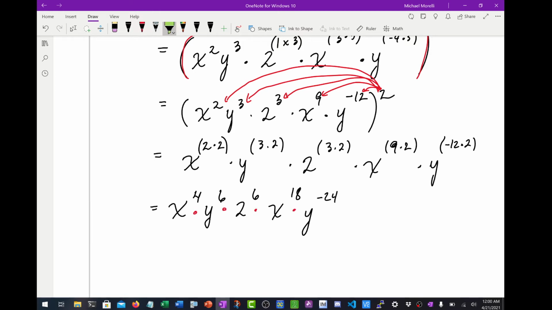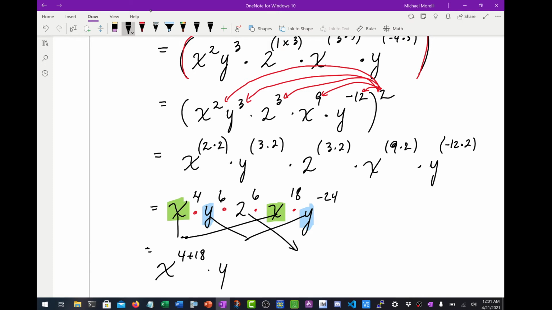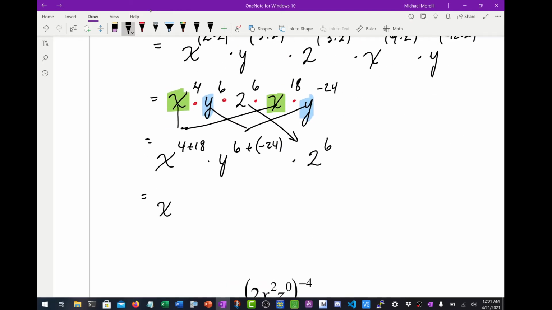Okay. Now I'm going to search for my common terms, and I'm going to use the product rule to deal with these. So I've got the x's and I've got the y's. So here's what I'm going to do next. I'm going to do the x's together, right? And then I'm going to do the y's together, and then we'll stick this 2 over here. So I've got x raised to the power of 4 plus 18 times y raised to the power of 6 plus negative 24 times 2 raised to the power of 6. All right? So this gives me x raised to the power of 22 times y raised to the power of 6 plus negative 24. It gives me negative 18 times 2 to the 6th power.